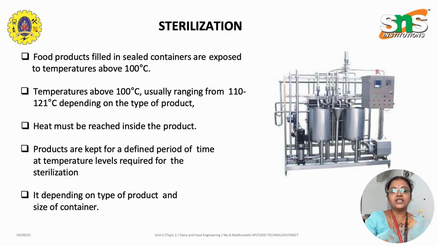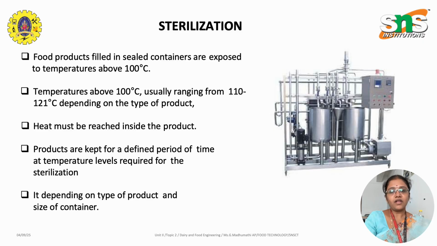Coming to how the food will be sterilized, we have an equipment called a sterilizer. The role of the sterilizer is to sterilize all the food materials kept inside it at above 100 degrees Celsius. Pasteurization comes under a mild process, while this comes under a severe process of heat treatment in order to preserve any food material.